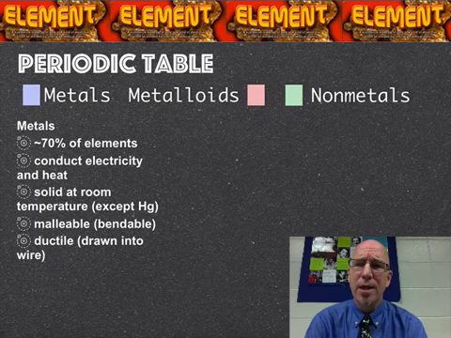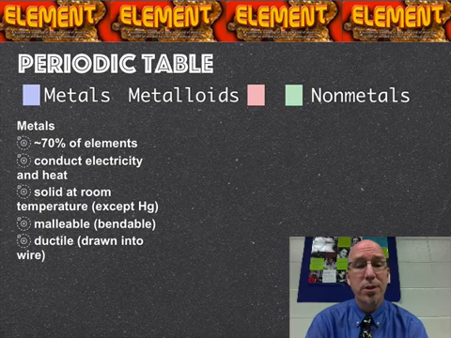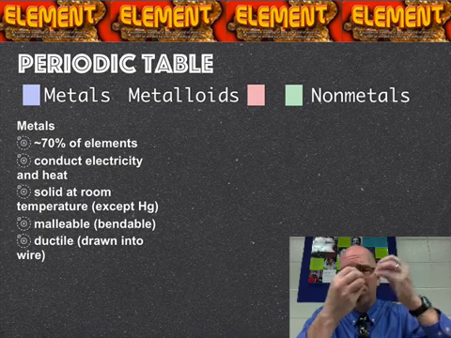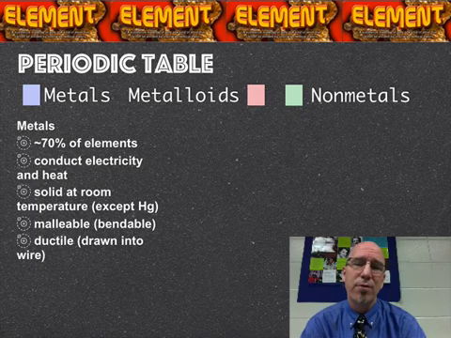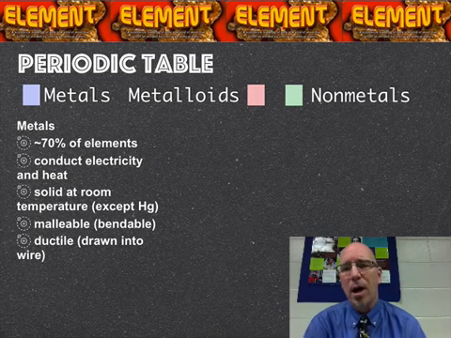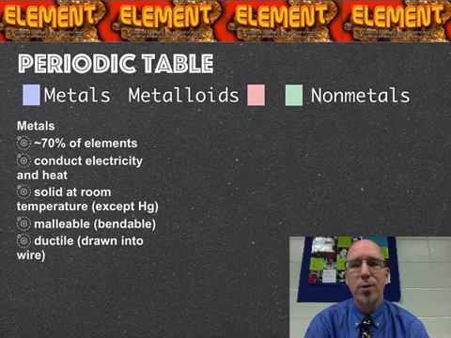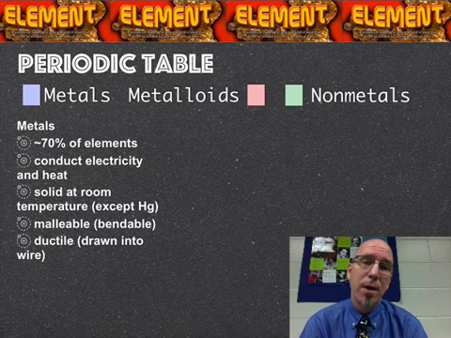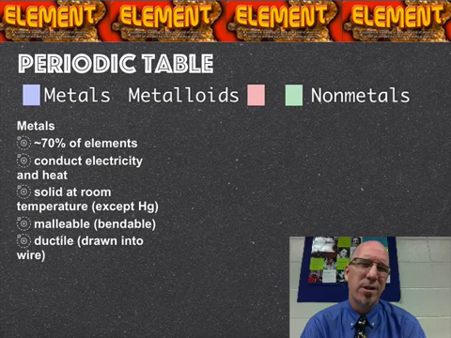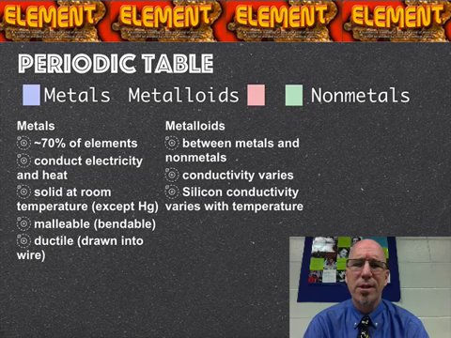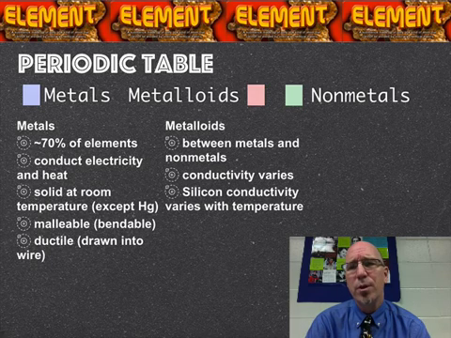They tend to be solid at room temperature, except for mercury, which is a liquid. They're malleable, which means you can bend them, right? You can put them into different shapes, and we've used that for all kinds of things. And they're ductile. We can draw them into wires. So copper wires that are all over the place, aluminum wires, we can draw those into wires. I've fished in Canada for lake trout using a lead line. Yeah, you draw it into a fishing line. Crazy.